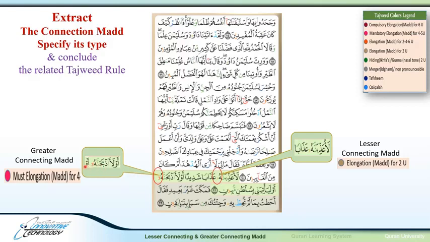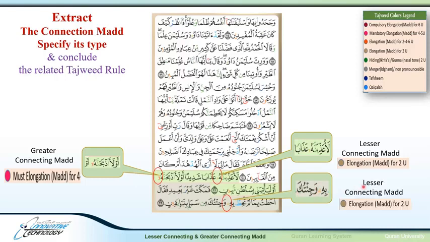One more example. تحط به وجئتك. The ha with a kasra followed by a ya, then a word without a hamza, so it's an example of lesser connecting, that's why it's in brown, and we extend it for 2 units saying به وجئتك.